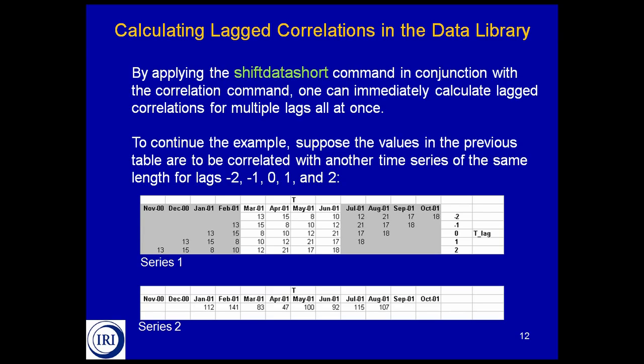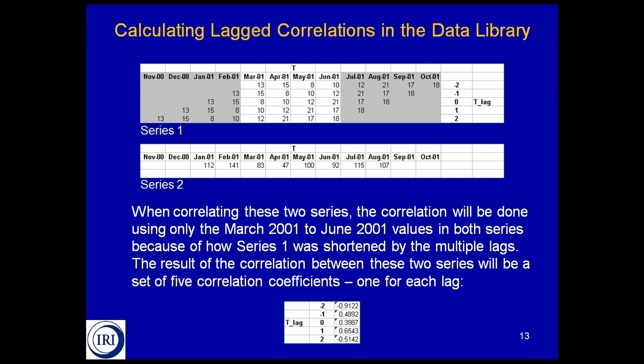So here we have our first series, which has been lagged at all 5 lags, and now we're introducing a second time series that also runs from January 2001 to August 2001. And we want to correlate these two series at the various lags. When correlating these two series, the correlation will be done using only the March 2001 to June 2001 values in both series, because of how Series 1 was shortened by the multiple lags. The result of the correlation between these two series will be a set of 5 correlation coefficients, 1 for each lag, and the results at each lag are shown here.